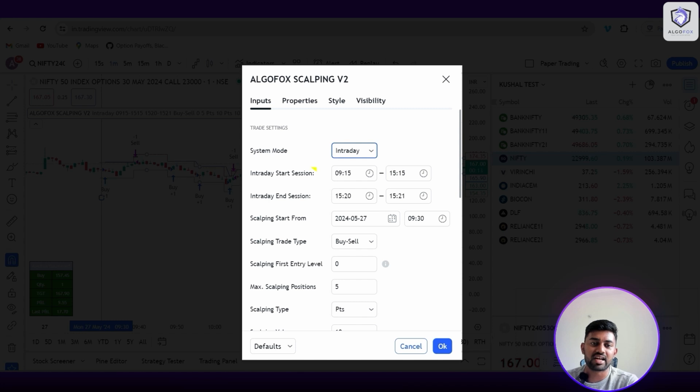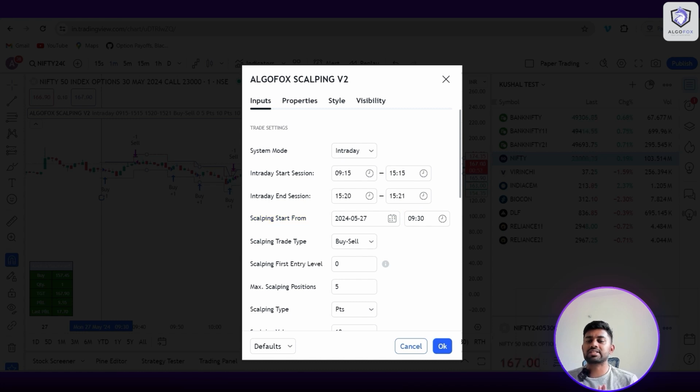So there is an intraday start session and an intraday end session. Then you can also decide from what point you want to start your scalping. For example, today is 27th of May and I want to start scalping after 9:30. So I've decided 27th of May, scalping from 9:30.